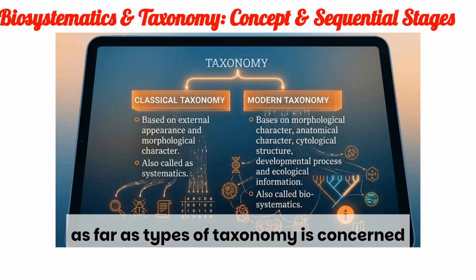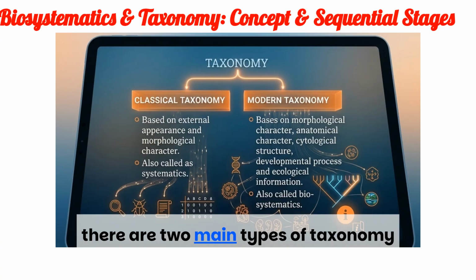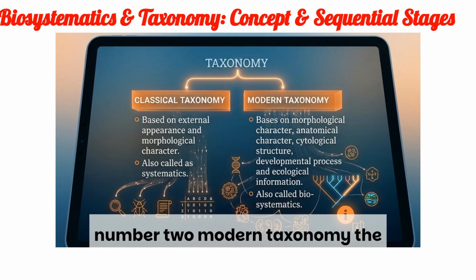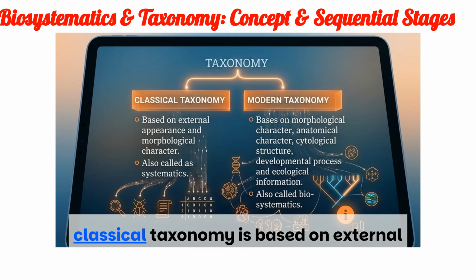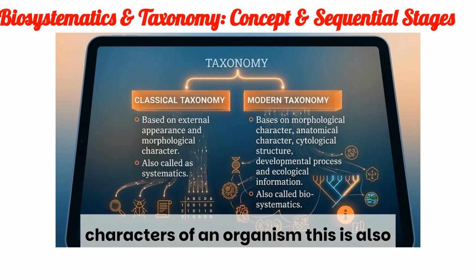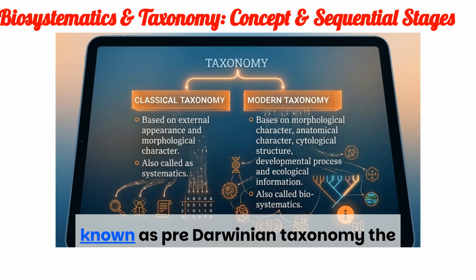As far as the types of taxonomy are concerned, there are two main types: number one, classical taxonomy, and number two, modern taxonomy. Classical taxonomy is based on external appearance and morphological characters of an organism. This is also known as pre-Darwinian taxonomy.